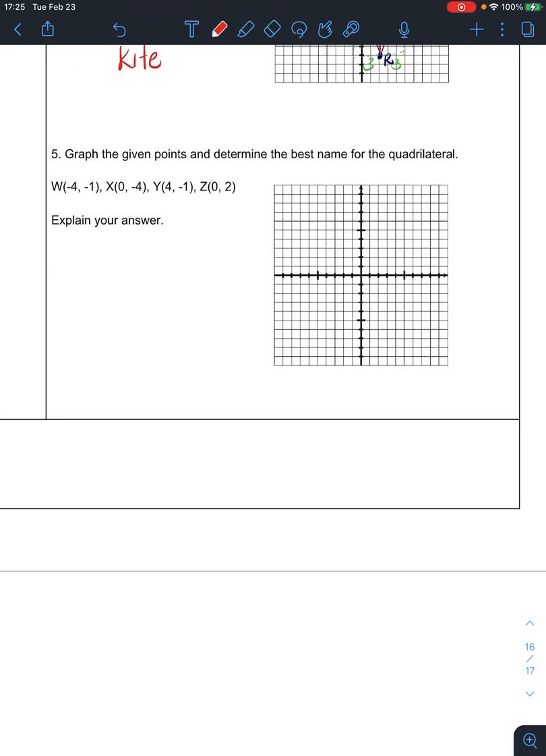Let's look at this one. W is at -4, -1. X is at 0, -4. Y is at 4, -1. And Z is at 0, 2. So we have this shape here. We need to test and see what this is. Now, it kind of looks like it could be a kite. We need to double check.